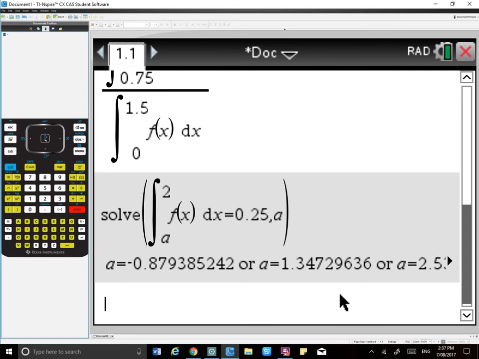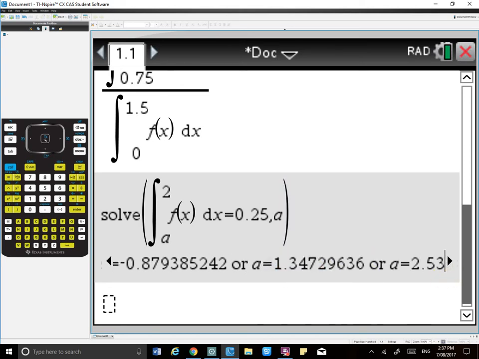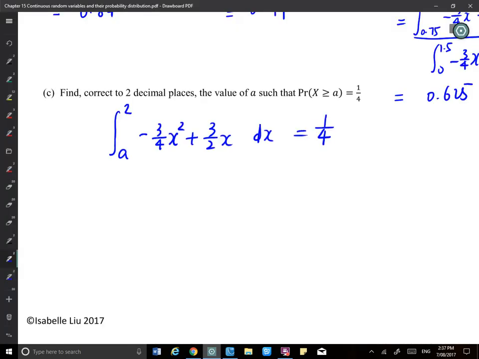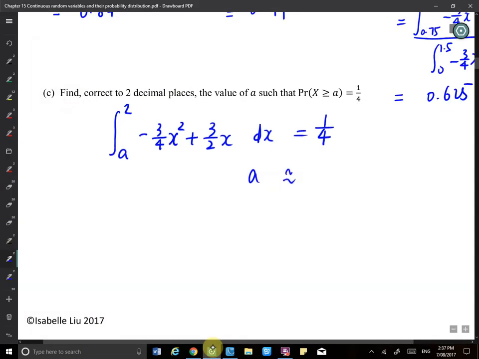That a must be in between 0 to 2. Or you can even directly restrict it at the top. But I have this one, 1.34. All the rest is out of the domain. So I have 1.35. Okay, 1.35.